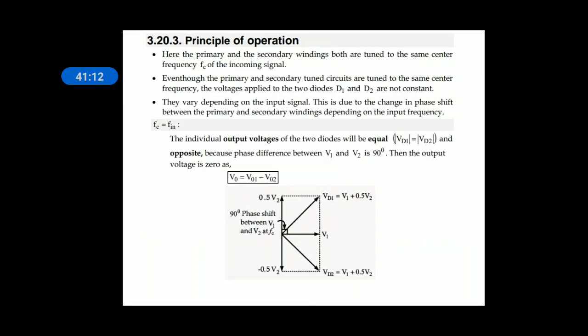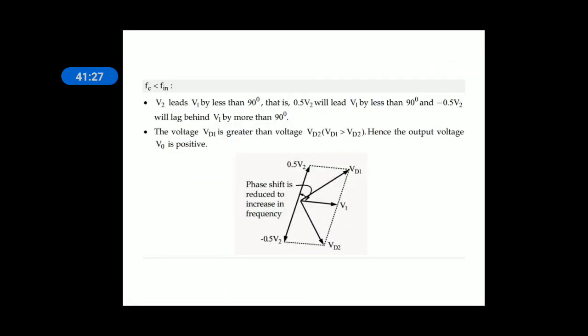And this can be explained in three cases. One is at resonance, that is, both the frequency of input and center frequency are the same, the output becomes 0. And above resonance, one of the diodes will generate a higher voltage than the other, that is positive. Above resonance means the input frequency is greater than the center frequency.